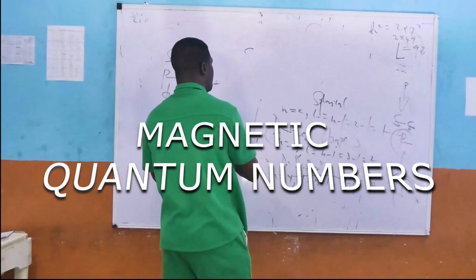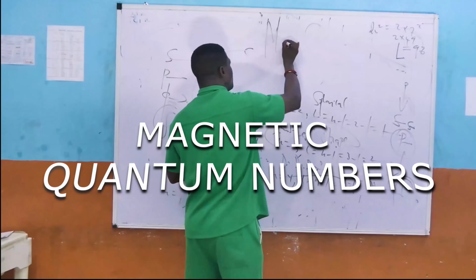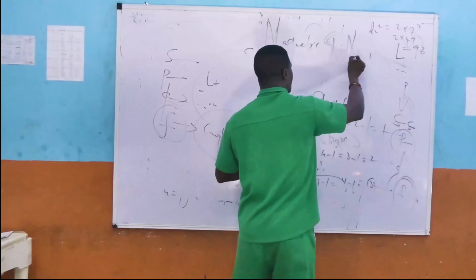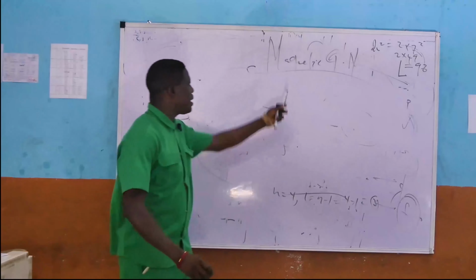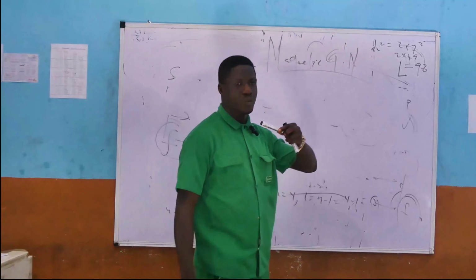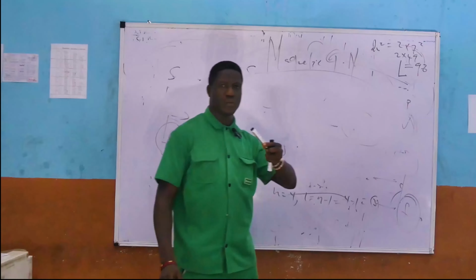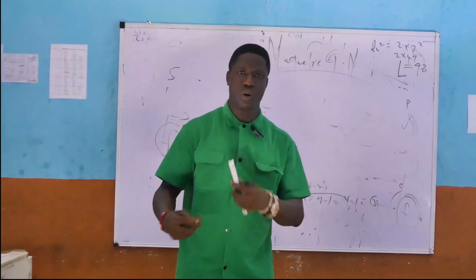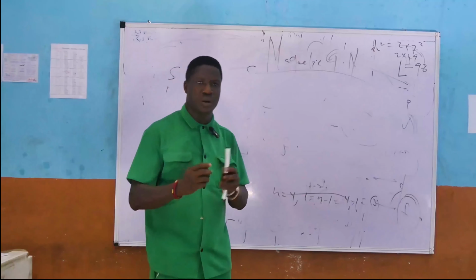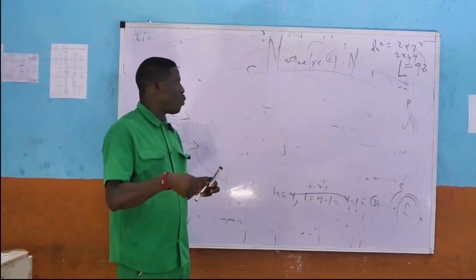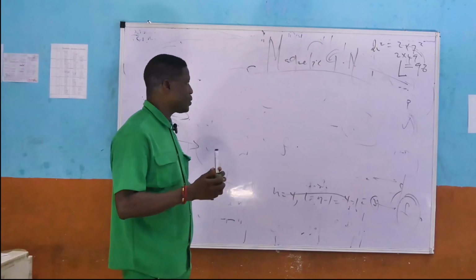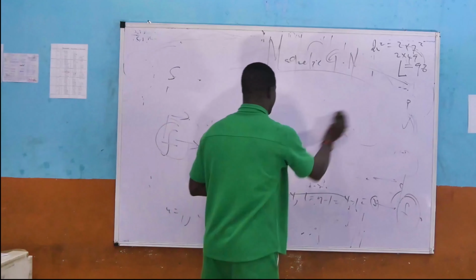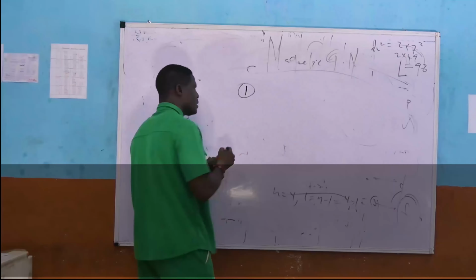The magnetic quantum number. Very, very important. Magnetic what? Quantum number. The magnetic quantum number. Facts you need to know concerning the magnetic quantum number. We shall be looking at them one after the other. Please open your mind so that you can have a well-rounded, comprehensive knowledge of it, as it will influence your performance in competitive examinations. Number one, the magnetic quantum number.